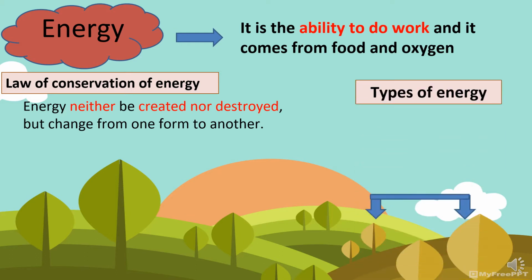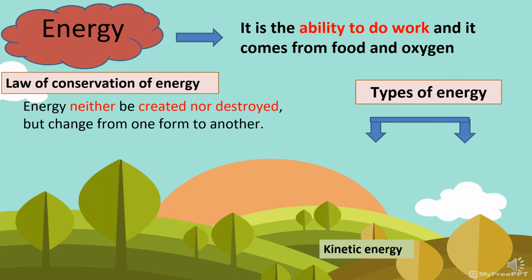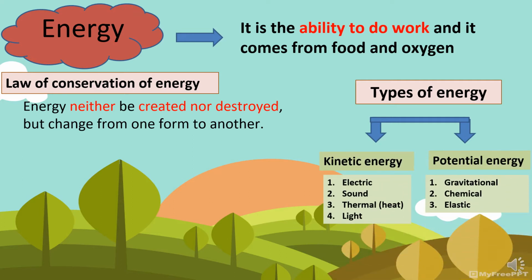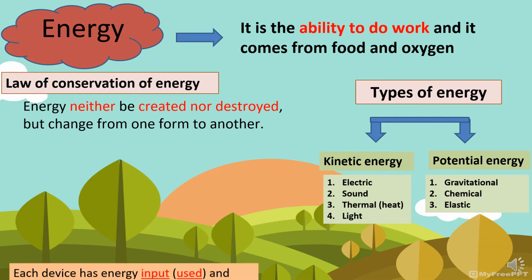What are the types of energy? Super, kinetic energy and potential energy. The forms of kinetic energy: electric energy, sound energy, heat energy, and light energy. While the potential energy forms: gravitational energy, chemical energy, and elastic energy.